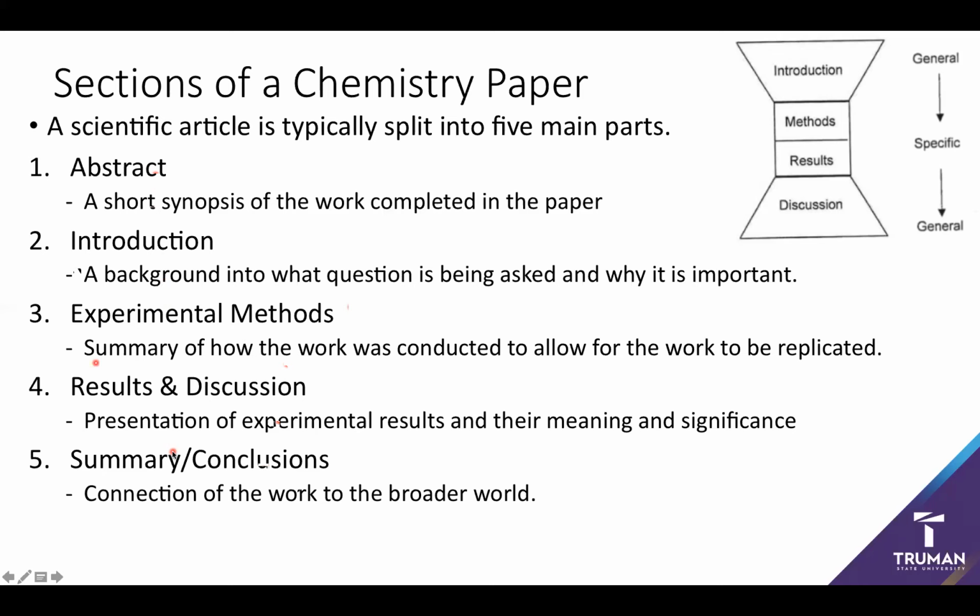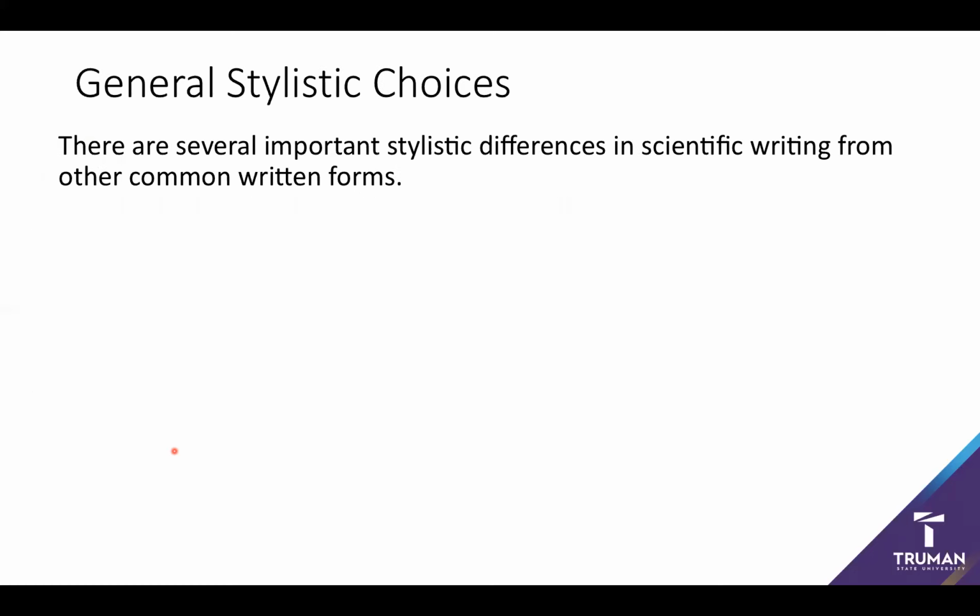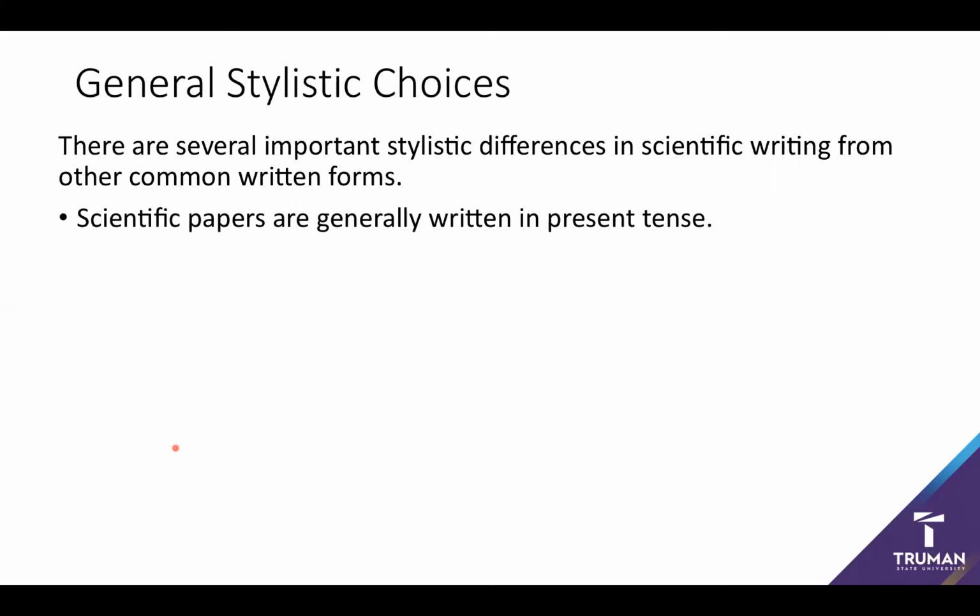However, when we're actually writing these sections, there are a couple of important details that differ between a typical English or creative writing sort of paper and what we expect in scientific writing. Some of the key important differences are that in general, our scientific papers are typically written in the present tense, because when we're doing scientific papers, we're talking a lot about facts.